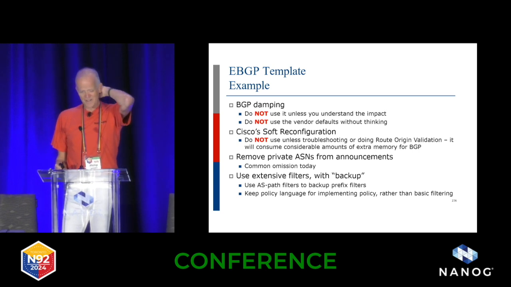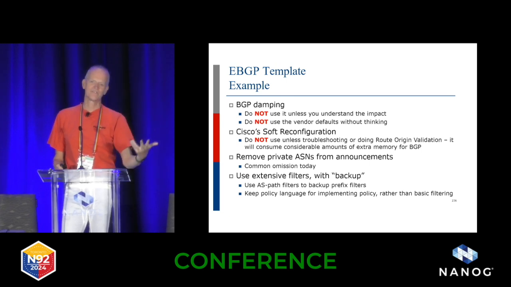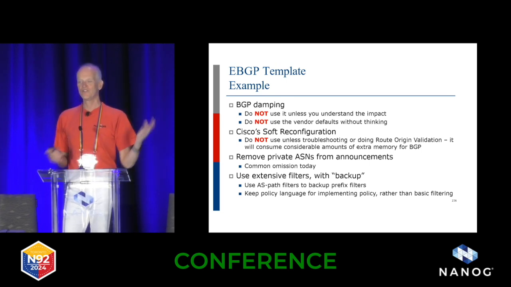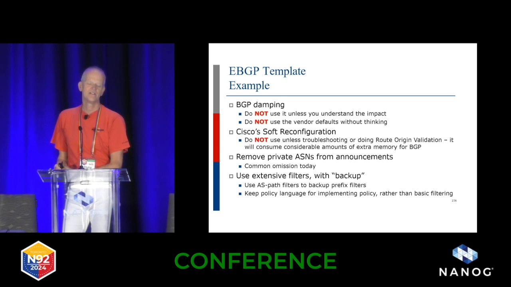Cisco soft reconfiguration. If you're doing ROV on Cisco routers, you need to do this unless you've got brand new modern code, which most people don't. Otherwise, Cisco soft reconfiguration turns off route refresh. You can't get access to route refresh. So think about that before you do it.